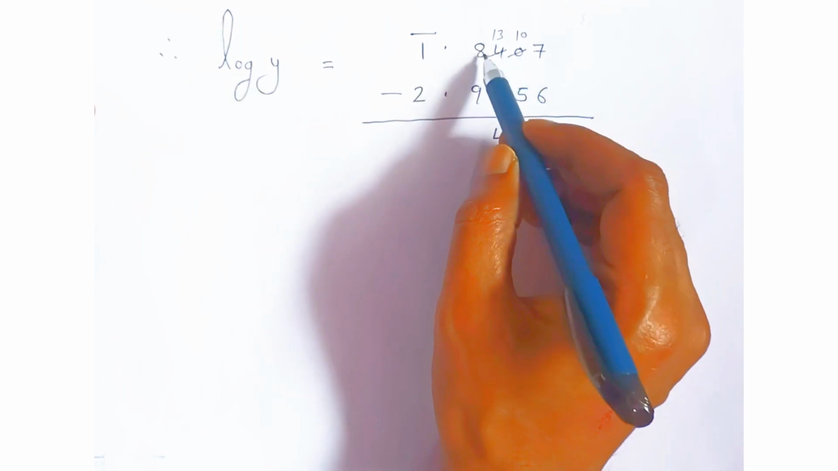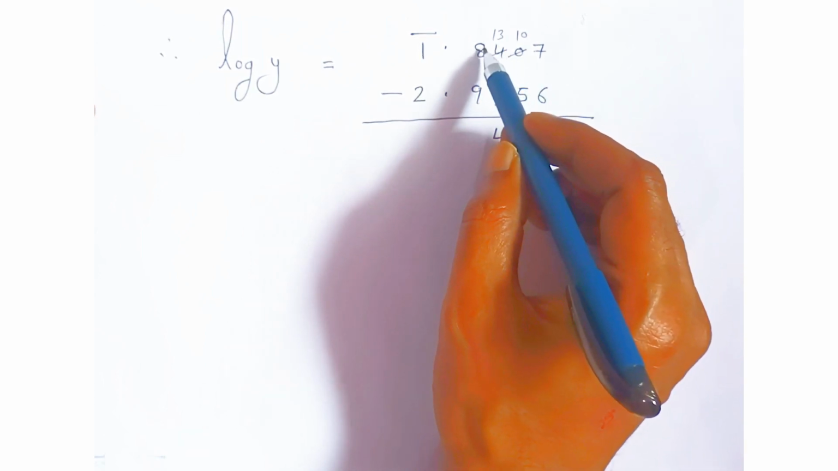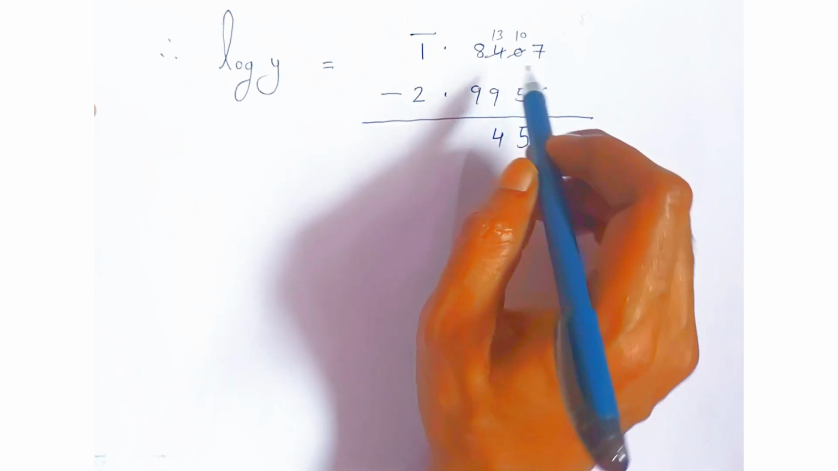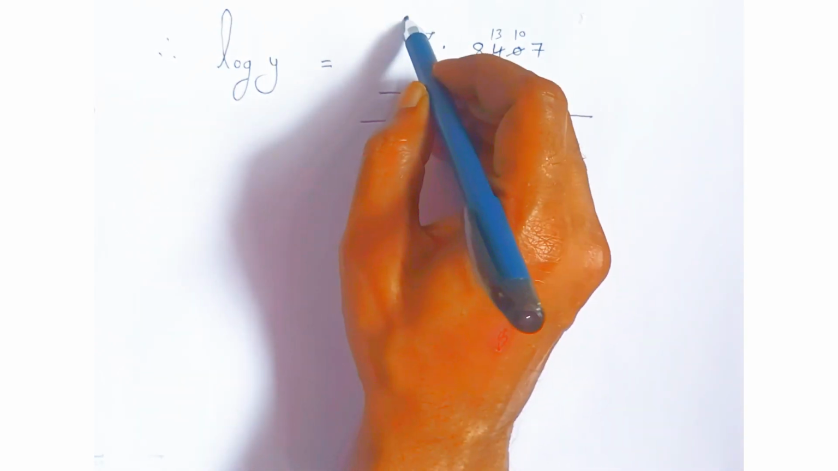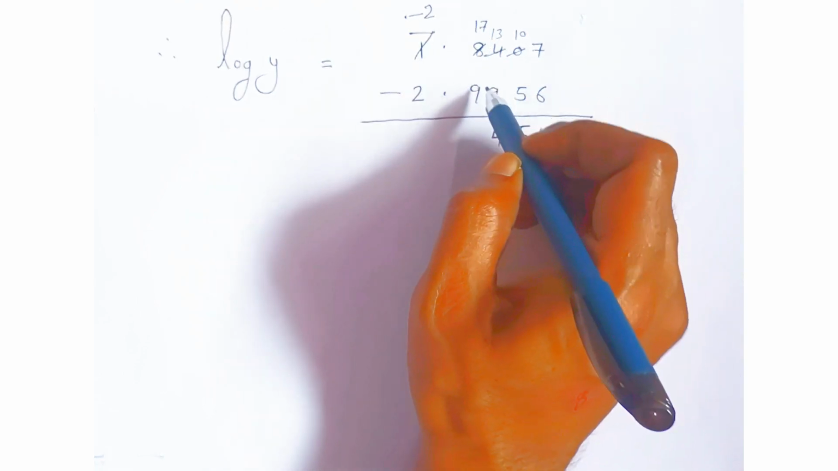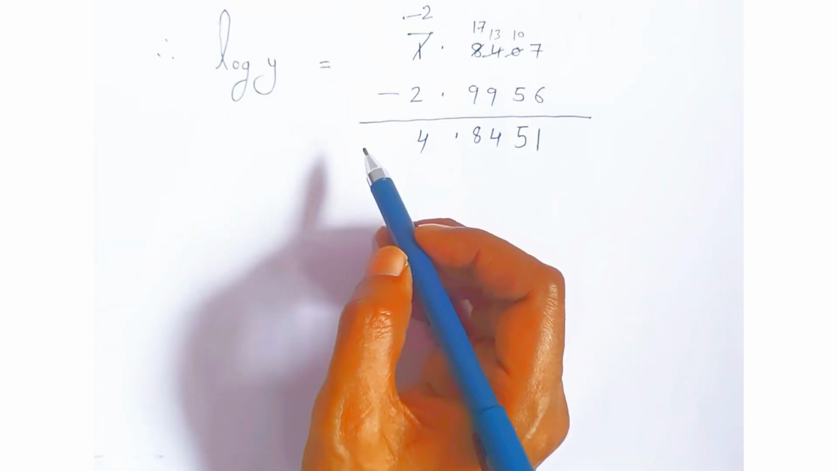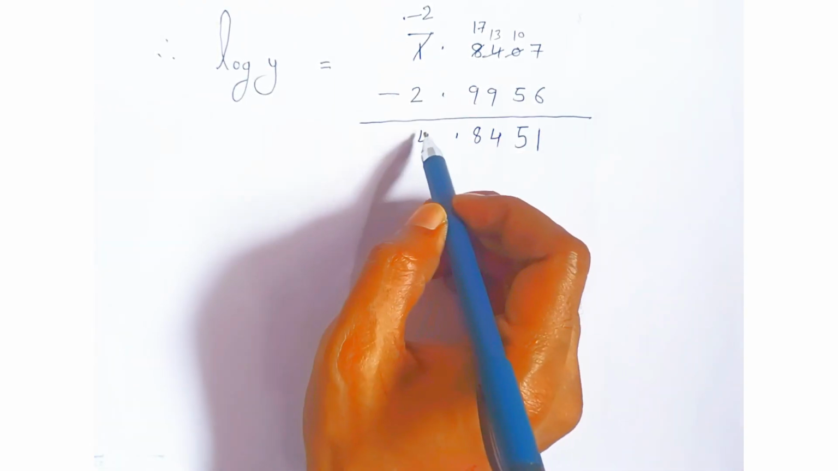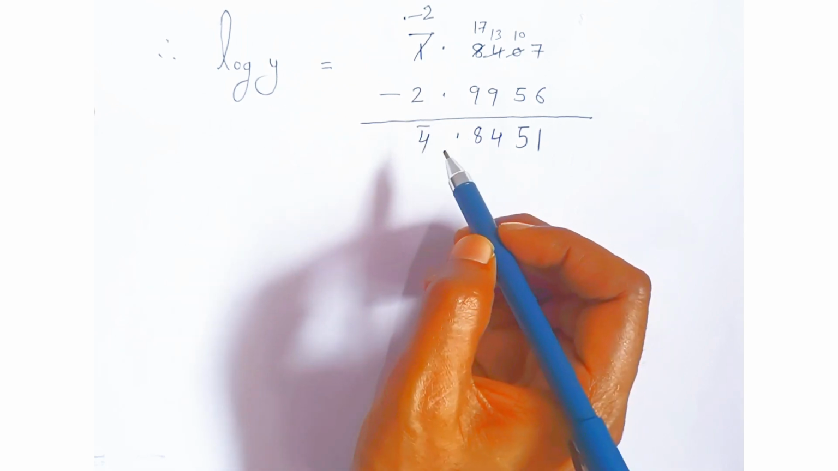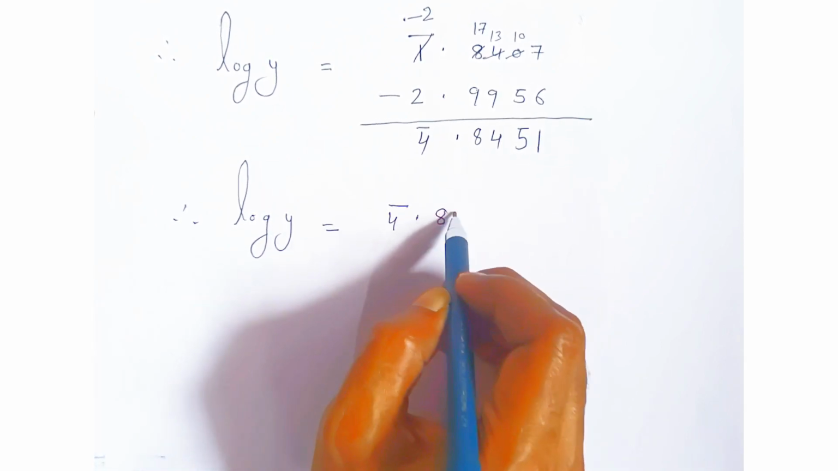Now, students, you just see what is there. Now 7 minus 9 is not possible, so you have to borrow 1, so it becomes minus 2. It will become 17. 17 minus 9 will be 8. Now minus 1 minus 2 minus 4 will be, students, minus 4, bar 4 you can say. Therefore, students, you can say log of y is equal to bar 4.8451.